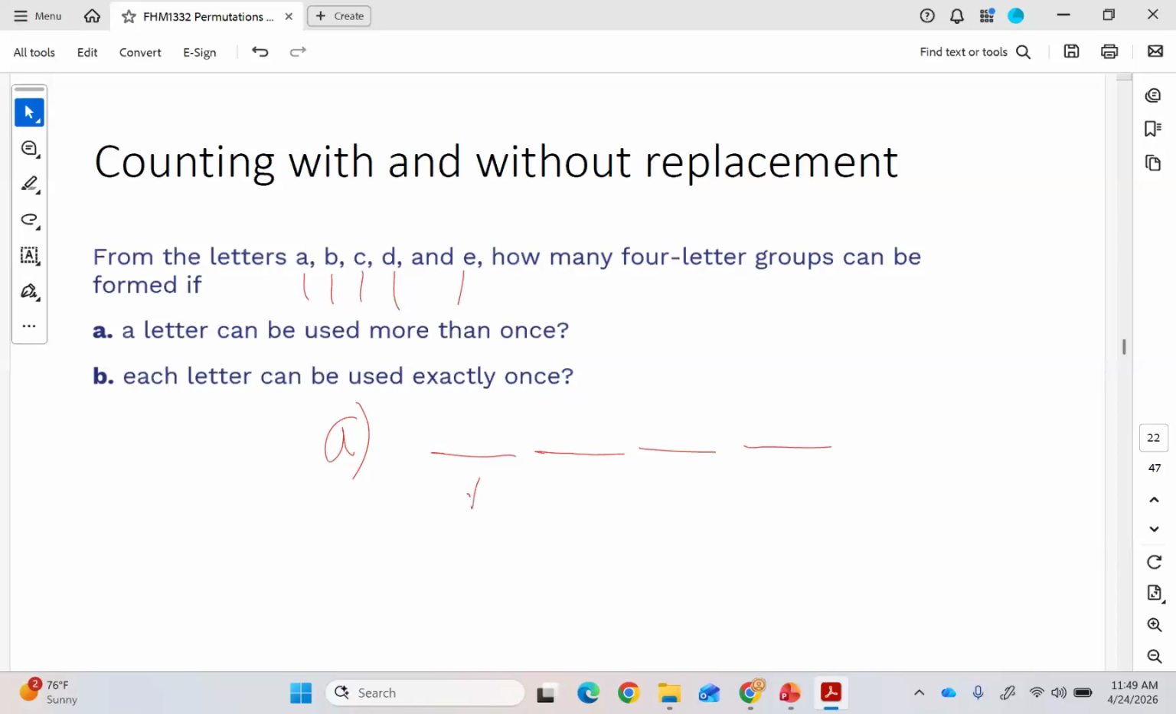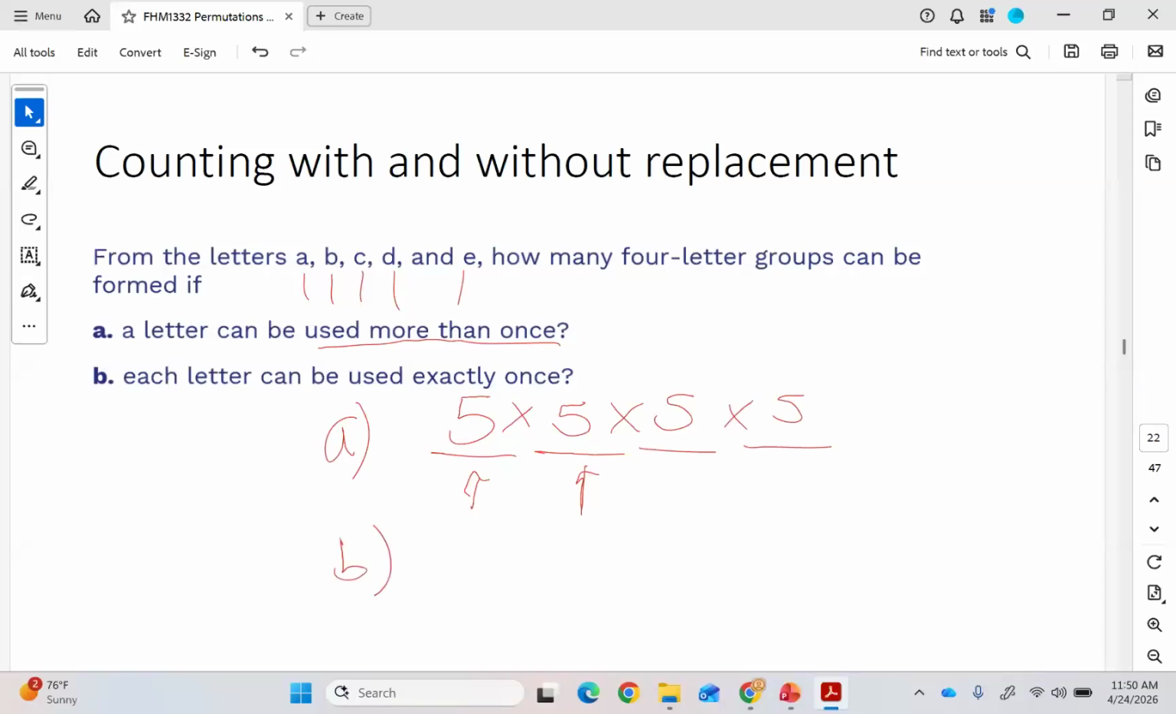So the number of ways in which I can select the first letter would be five, because there are five possibilities. What about the second letter? Since I'm allowed to use a letter more than once, it's still five, and still five. So I just multiply five four times.